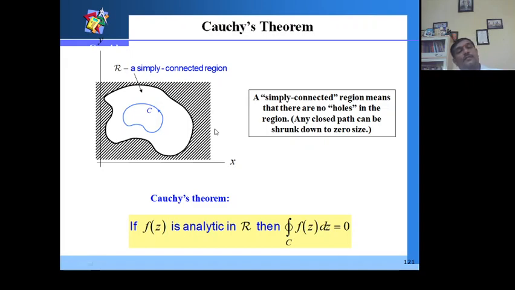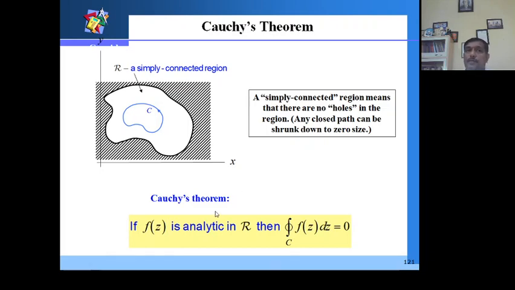Now we will deal with Cauchy's theorem. Cauchy's theorem says that if a function f(z) is analytic in a simply connected region R, then the integral over C of f(z) dz must be equal to 0. Here, what is given? The function is analytic in a region R. And also, another condition.